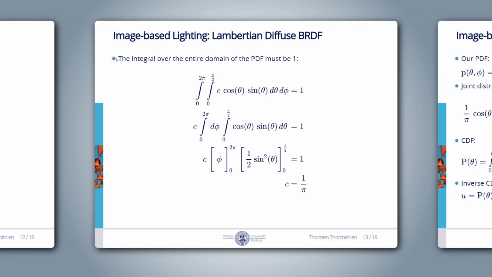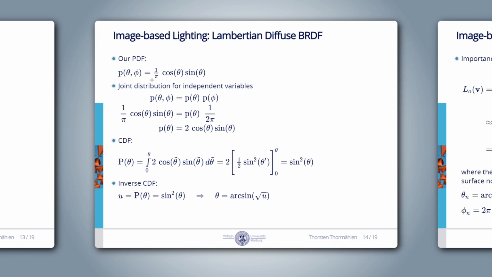We can determine the constant c by the constraint that the integral over the entire domain of the PDF must be 1. We notice that the integrand does not depend on phi, so we can pull out the integral over phi. Then we solve these two analytic integrals and see that our constant c must be 1 over pi. Consequently, our PDF is 1 over pi times cosine theta times sine theta.